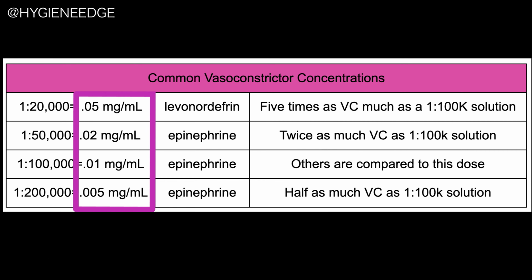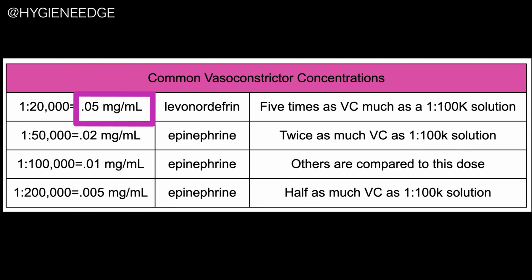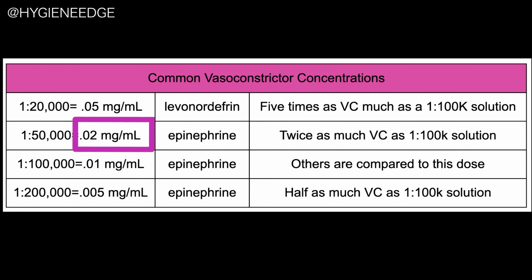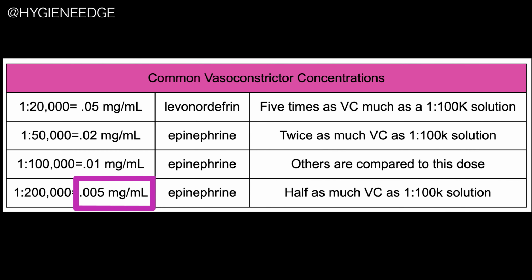In this image are the conversions for each. Levonordefrin has 5 times as much vasoconstrictor as a 1 to 100,000 solution, so it has 0.05 milligrams per milliliter. In a 1 to 50,000 solution, there's twice as much vasoconstrictor as a 1 to 100,000 solution, so it has 0.02 milligrams per milliliter. A 1 to 100,000 solution has 0.01 milligrams per milliliter, and a 1 to 200,000 carpule has half as much vasoconstrictor as a 1 to 100,000 solution, so it has 0.005 milligrams per milliliter.